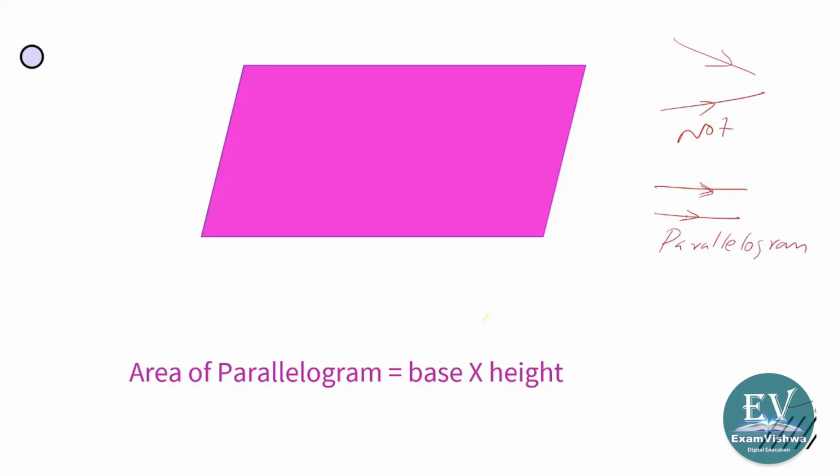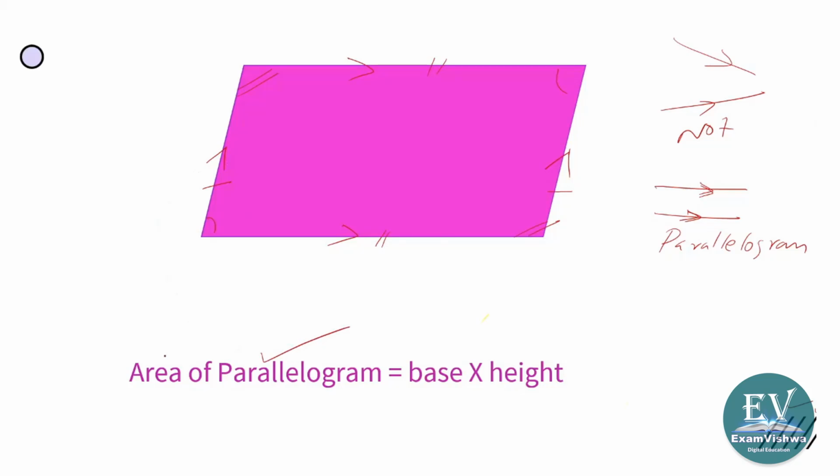A parallelogram has opposite sides parallel. Look here, this one and this one are parallel, this one and this one are parallel. What other peculiarities are there? Opposite angles will be congruent. This angle is equal to this angle. Opposite sides are congruent. The length of this side will be equal to this, and this side will be equal to this. Such a figure is named a parallelogram.